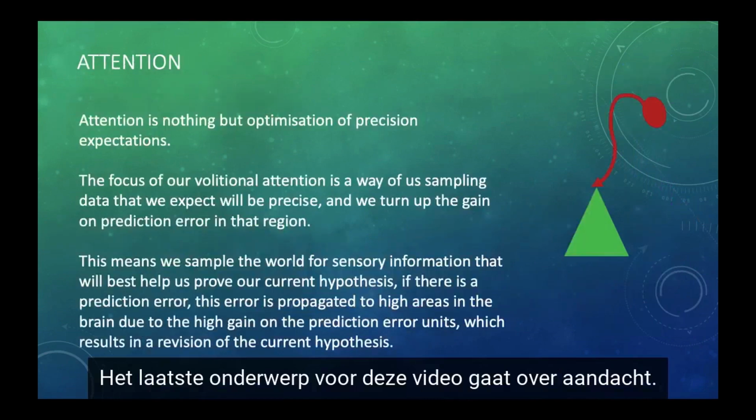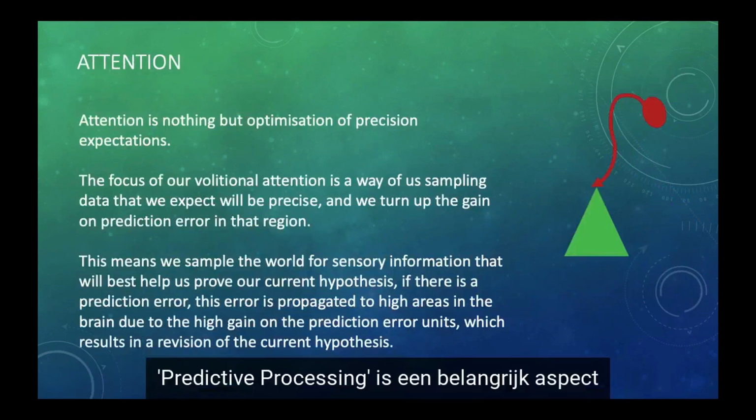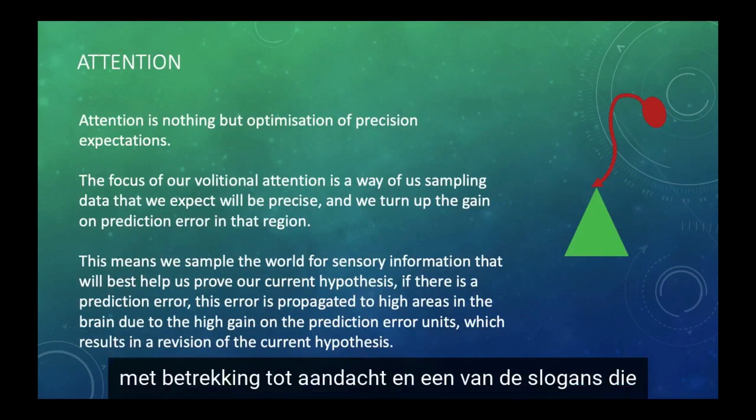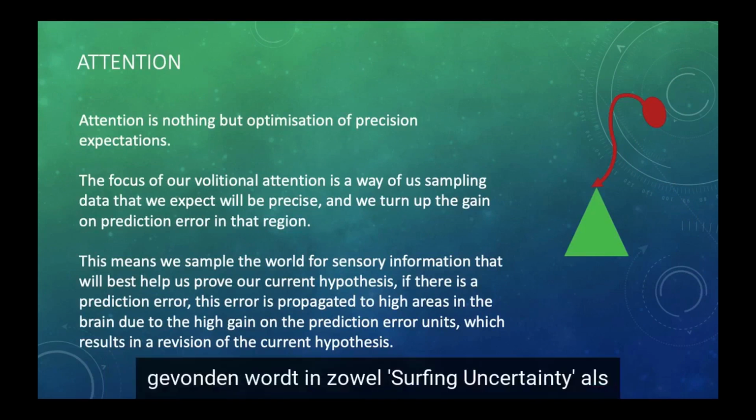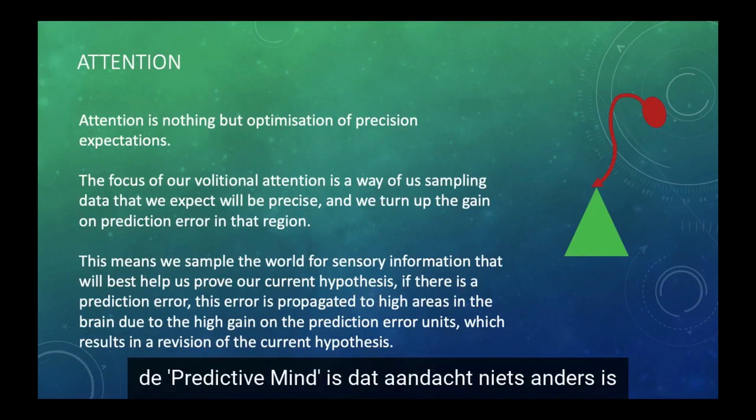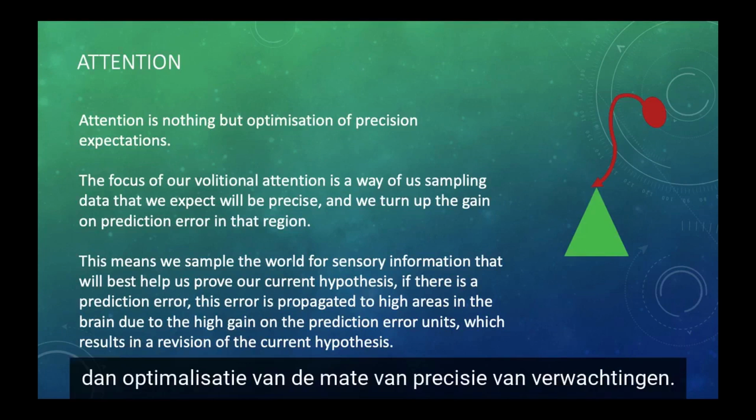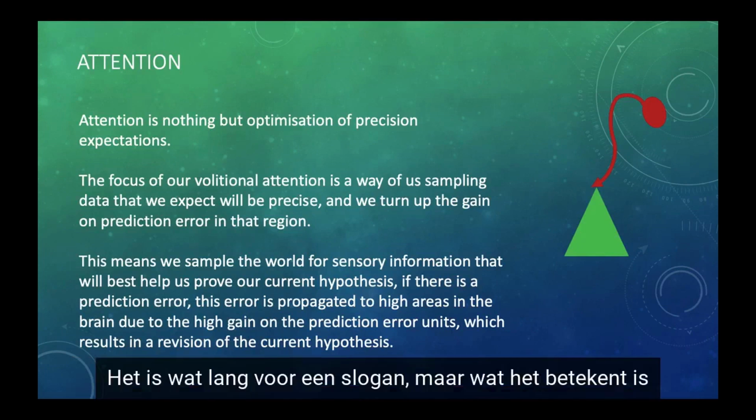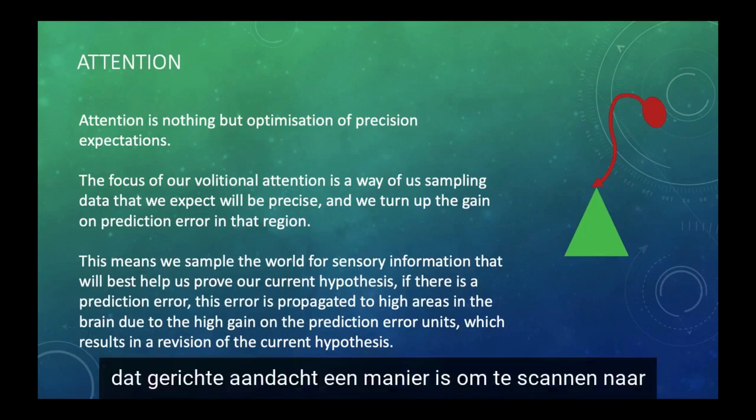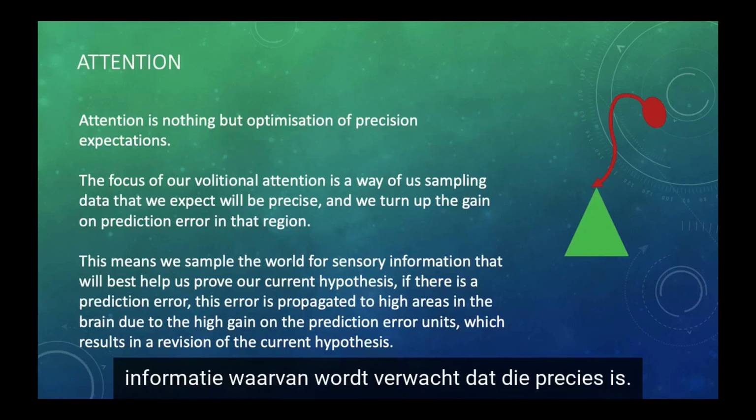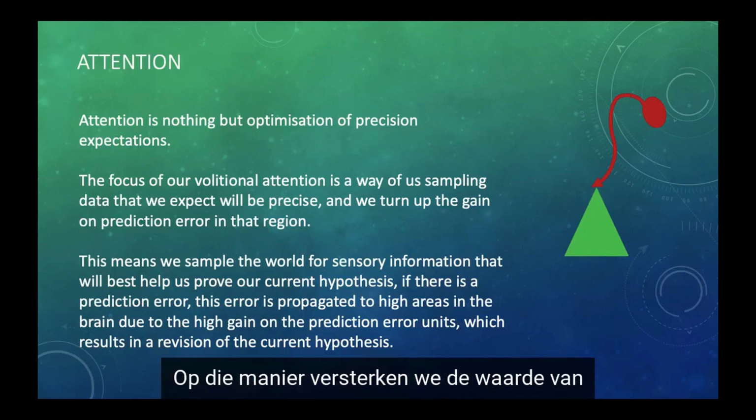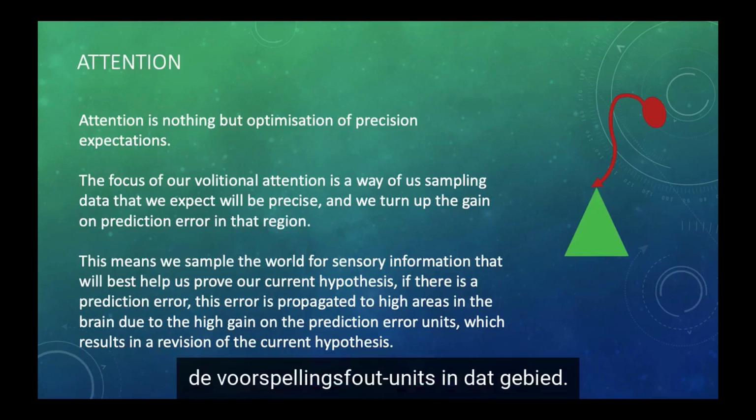So there's one last part for this video, which is on attention. Predictive processing has something important to say about attention, and one of the slogans that's found in both Surfing Uncertainty and The Predictive Mind is attention is nothing but optimization of precision expectations. It's a little bit wordy as a slogan, but what it means is that the focus of our attention is a way for us to sample data that we expect will be precise, and in doing so we turn up the gain on the prediction error units in that region.